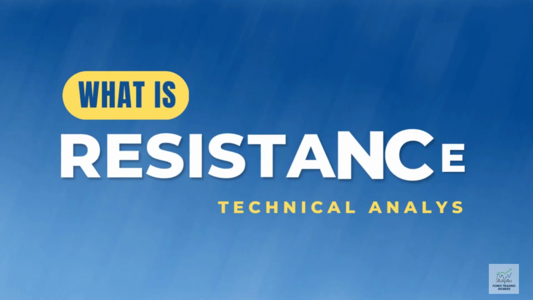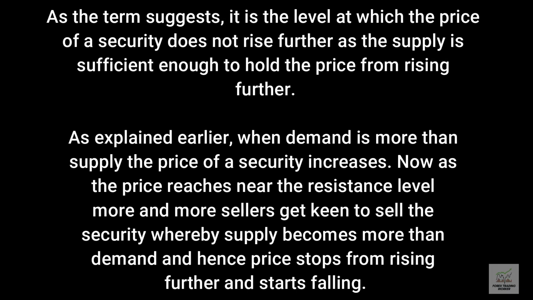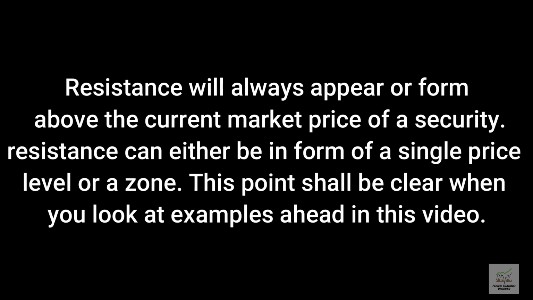What is resistance? As the term suggests, it is the level at which the price of a security does not rise further, as the supply is sufficient enough to hold the price from rising further. As explained earlier, when demand is more than supply, the price of a security increases. Now, as the price reaches near the resistance level, more and more sellers get keen to sell the security, whereby supply becomes more than demand, and hence price stops rising further and starts falling. Resistance will always appear or form above the current market price of a security.